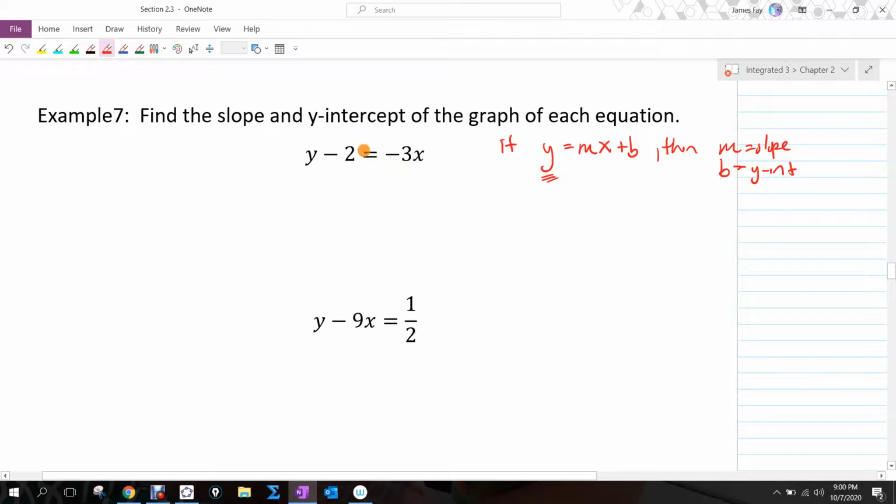Okay, you might be able to think ahead and think, well, if I added 2 to both sides, there'd be a plus 2 over here, and that would be my y-intercept, and this negative 3 is going to be my slope. But my suggestion to you, if y is not isolated, highlight it mentally, and then start to work to isolate it. And now you know your slope is negative 3, and your y-intercept is 2.